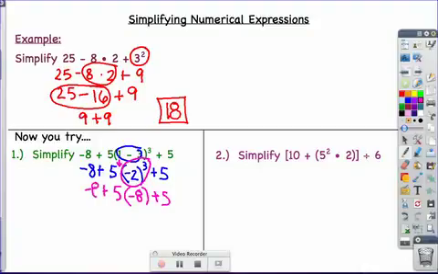Next comes multiplication. 5 times -8 is -40. Recopy the question. And then addition and subtraction from left to right. -48 plus 5 gives us our final answer of -43.